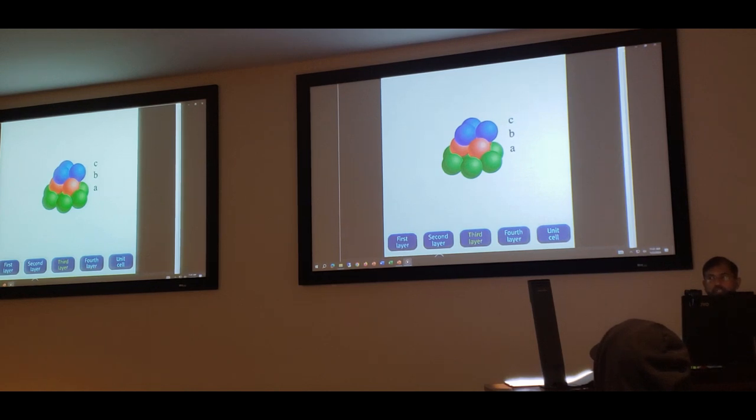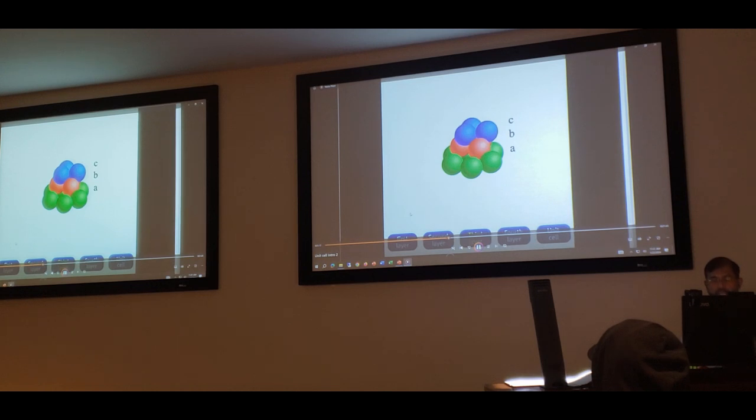This is the ABC, okay? Not the HCP arrangement, not the hexagonal close packing. What they are showing right now is the ABC stacking.